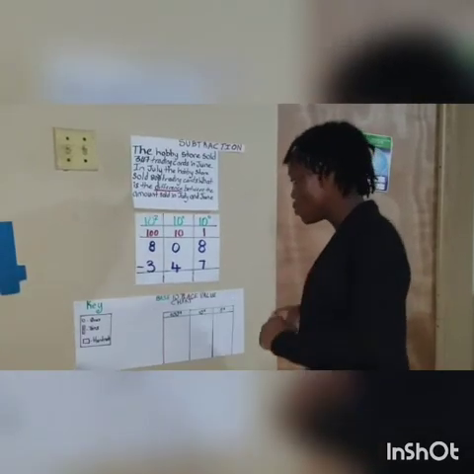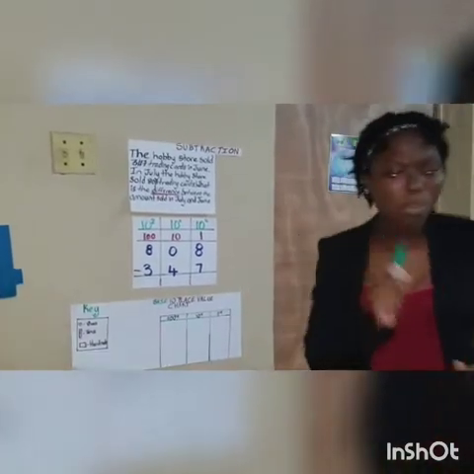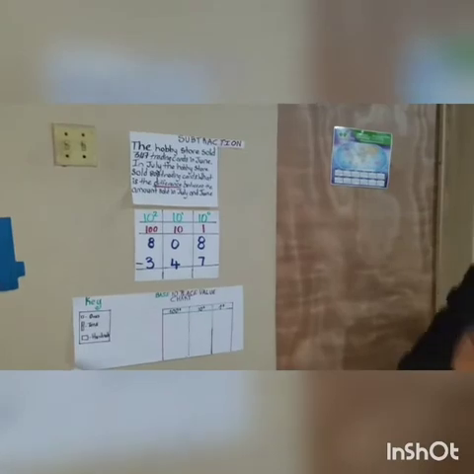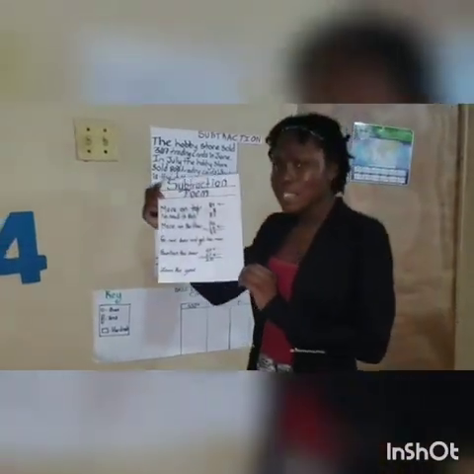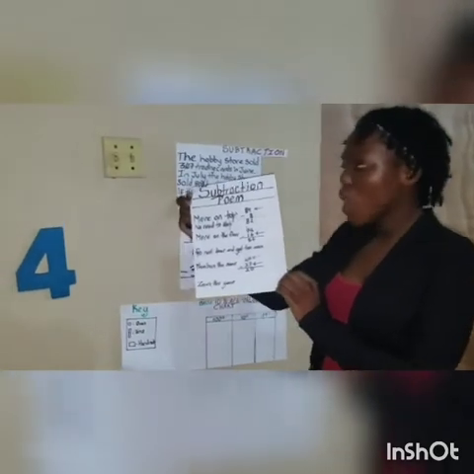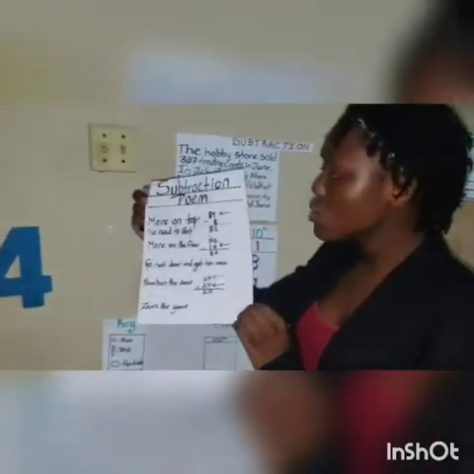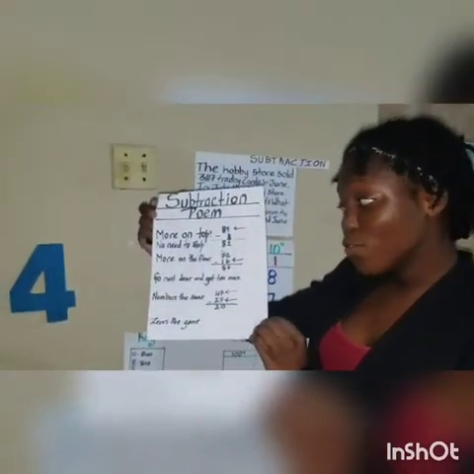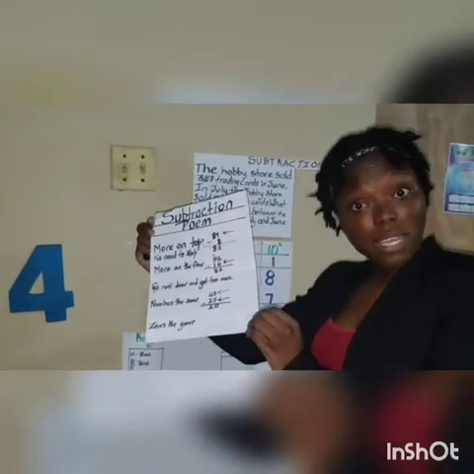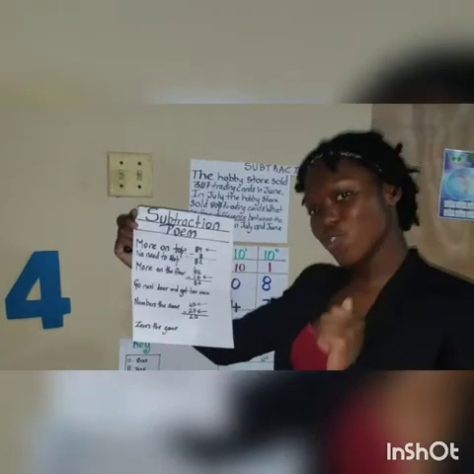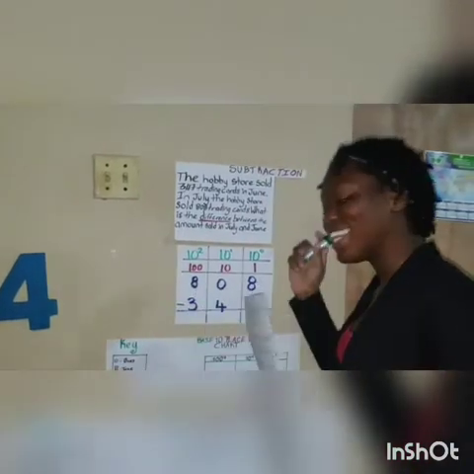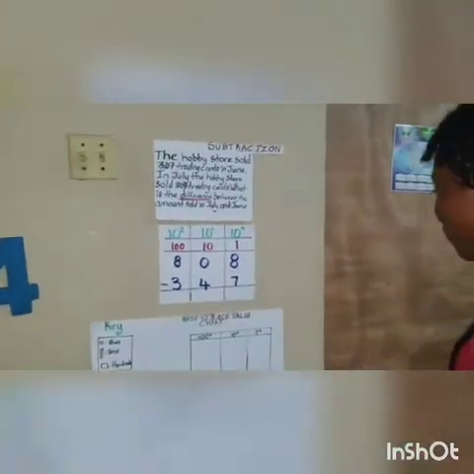Okay, so now I have a nice little poem that will help you when you're doing subtraction. So here we go. It says, more on top, no need to stop. More on the floor, go next door and get 10 more. Number is the same, zero's the game.